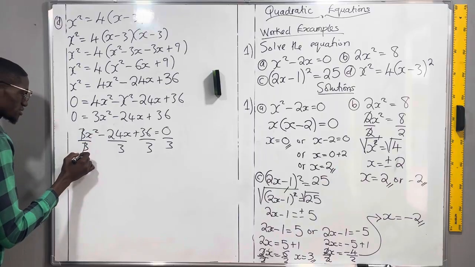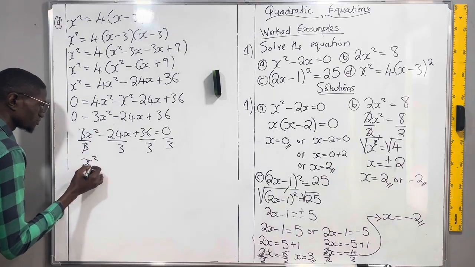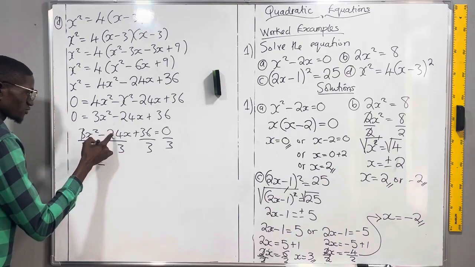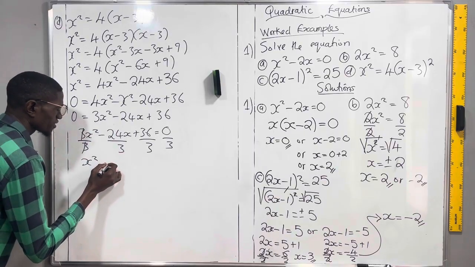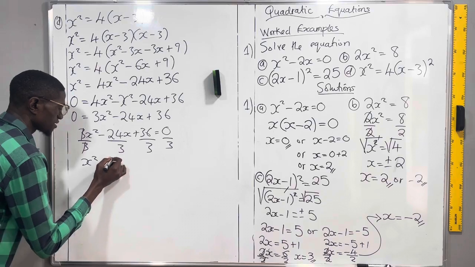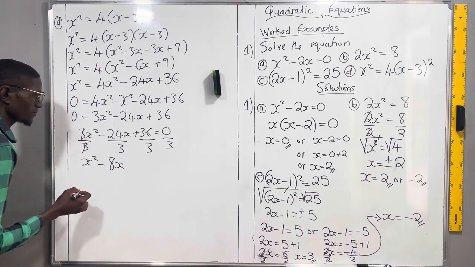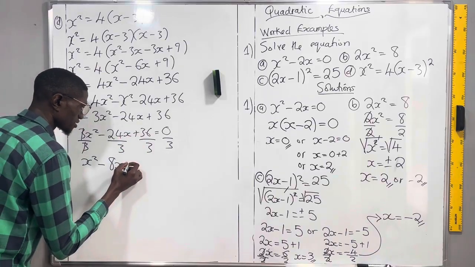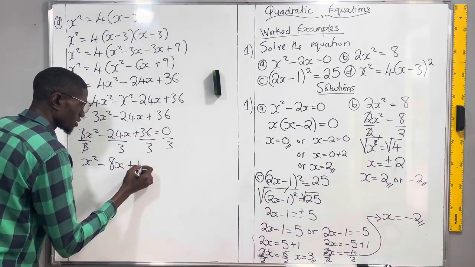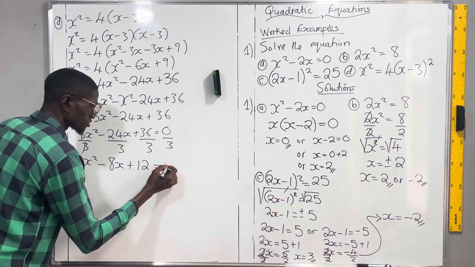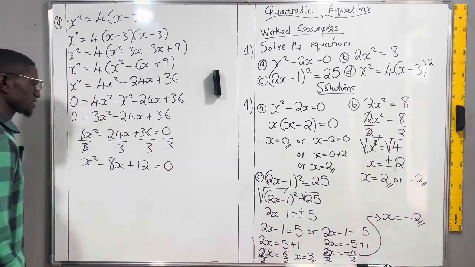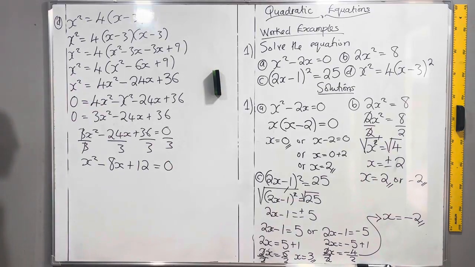So over 3, over 3, over 3, over 3. Here the 3 is cancelled, we remain with x squared. Negative divided by positive is negative. 24 divided by 3, that should give us 8, so 8x. And then 36 divided by 3, 3 divided by 3 is 1, and that would be a 12. It is equal to 0. 0 divided by 3 is 0. So at this point, at least, it has smaller values. Now we can go ahead and solve this quadratic equation.